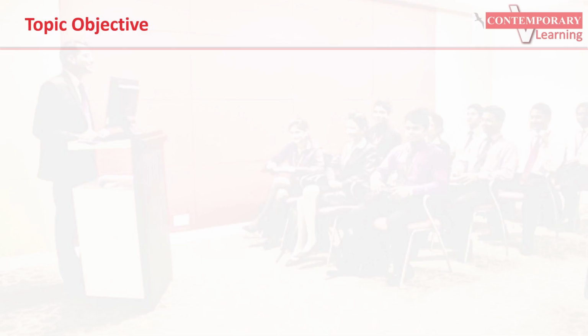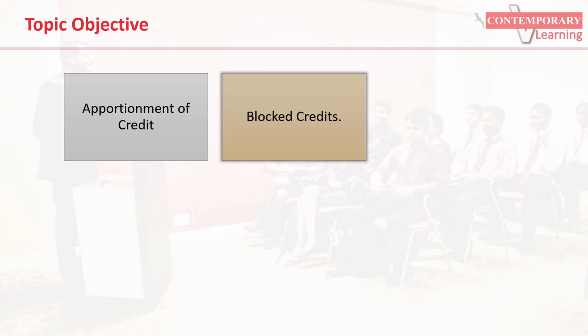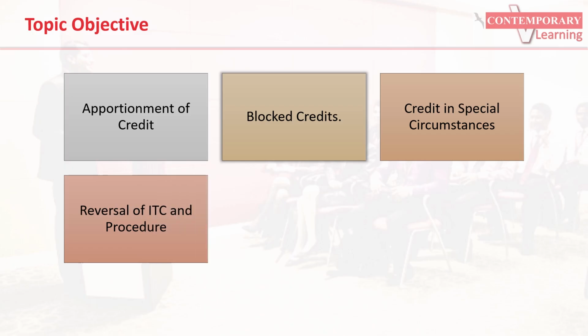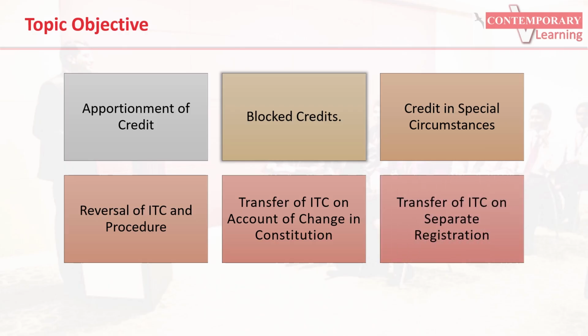We'll be covering several crucial topics today. How to apportion your input tax credit when you have mixed supplies, understanding blocked credits and what you cannot claim, special circumstances where ITC rules change, the procedures for reversing ITC, and finally, how to transfer ITC when your business structure changes. These concepts are fundamental for any GST practitioner. So let's dive right in.